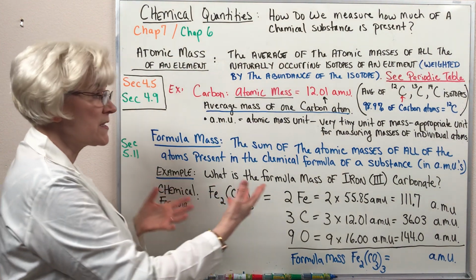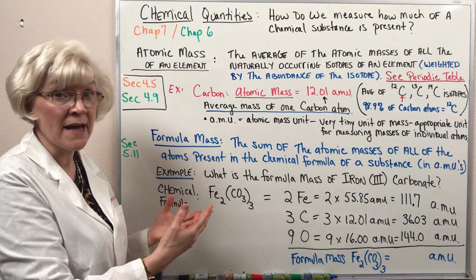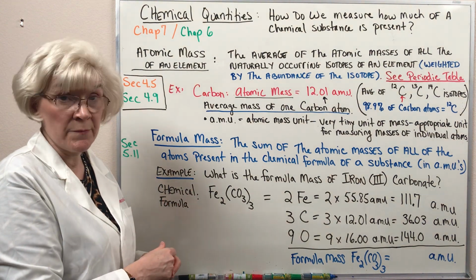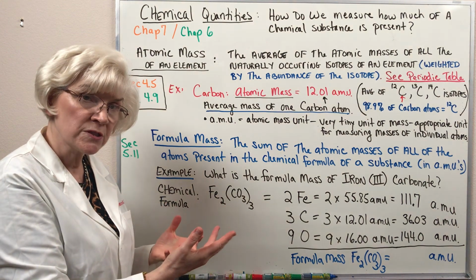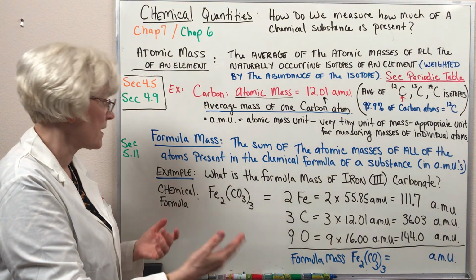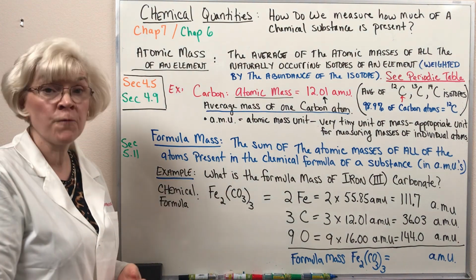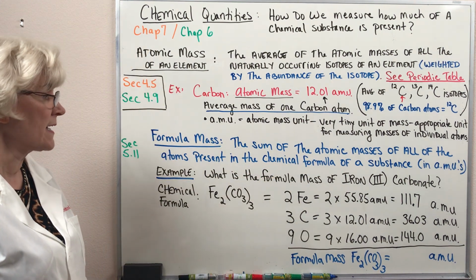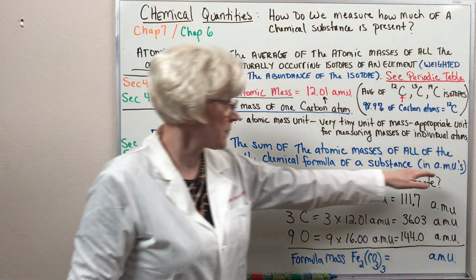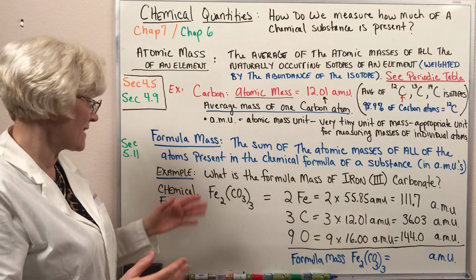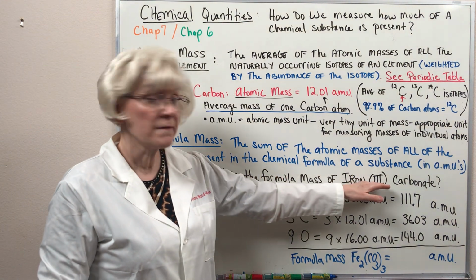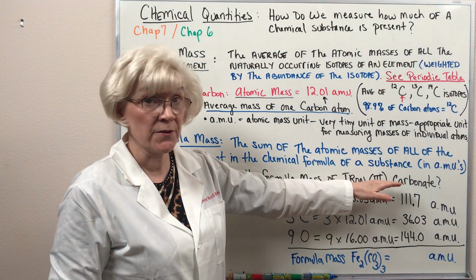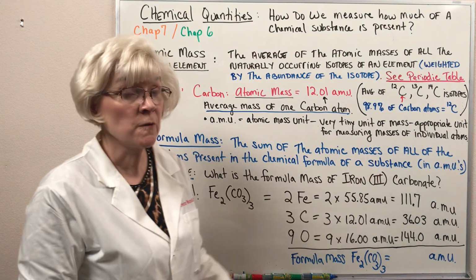Now, how can we use this concept to understand the masses of compounds? We've just spent a chapter looking at how we write chemical formulas for compounds. How would we be able to express the mass of a compound? Well, now we need to introduce the idea of formula mass, which is the sum of the atomic masses of all of the atoms present in the chemical formula of a substance, expressed in AMUs. For example, what is the formula mass of iron(III) carbonate? And we just studied how to take the name iron(III) carbonate and write the correct chemical formula for it.